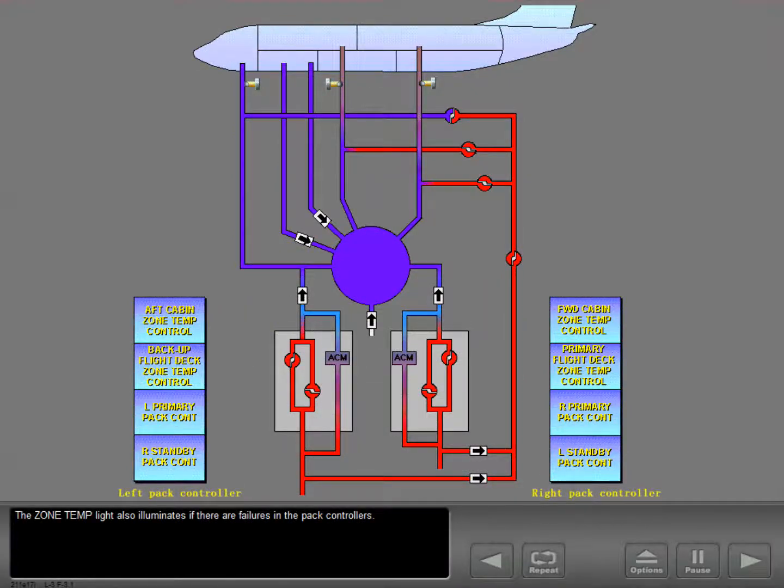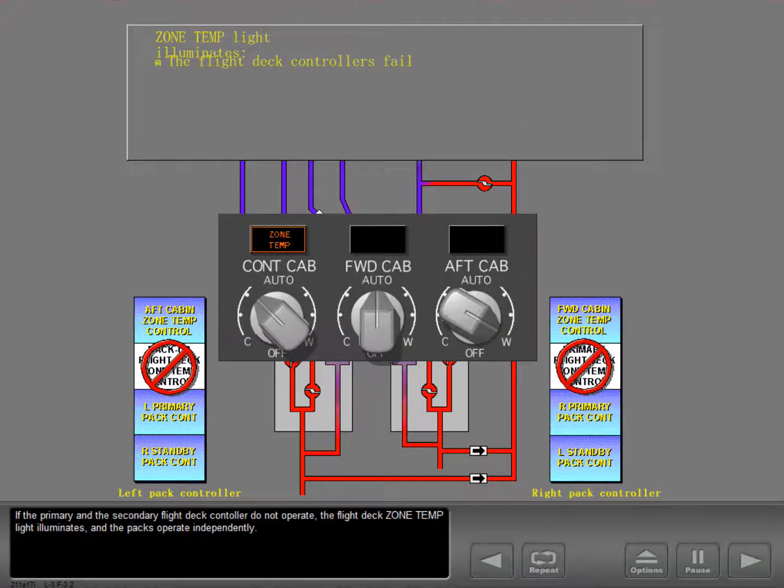The zone temperature light also illuminates if there are failures in the pack controllers. If the primary and secondary flight deck controller do not operate, the flight deck zone temperature light illuminates and the packs operate independently.